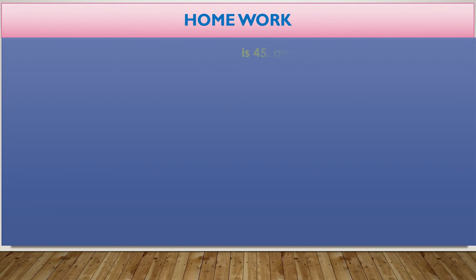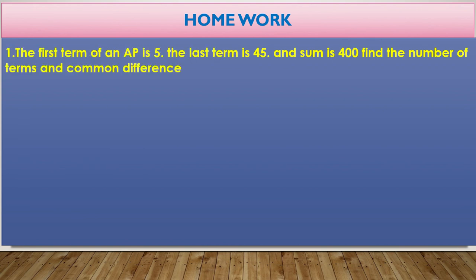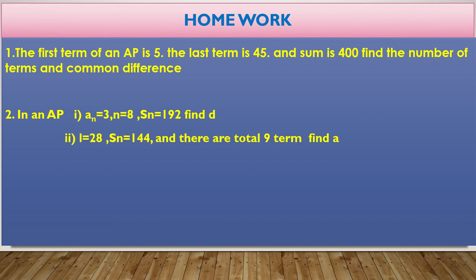Take down the homework. First one: the first term of an AP is 5, the last term is 45 and the sum is 400. Find the number of terms and the common difference. Second one: in an AP, an is 3, n is 8, Sn is 192. Have to find d. Third: l is 28, Sn is 144 and there are a total of 9 terms. You have to find a.